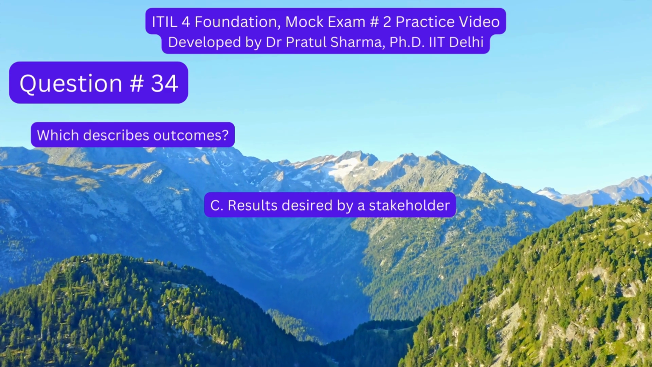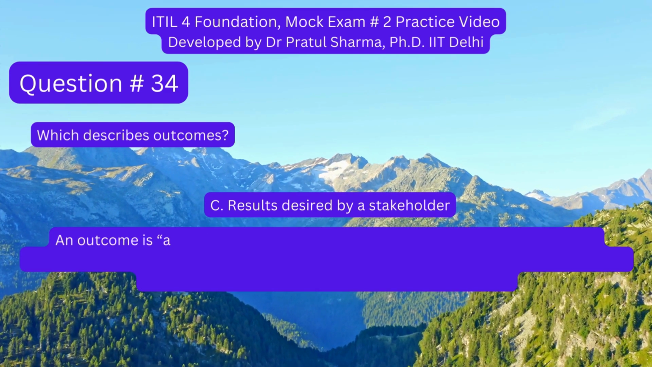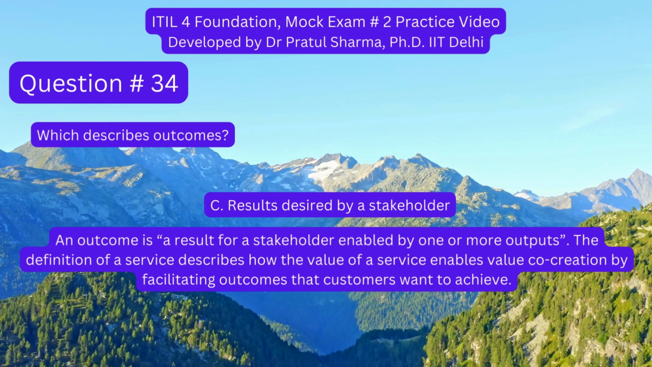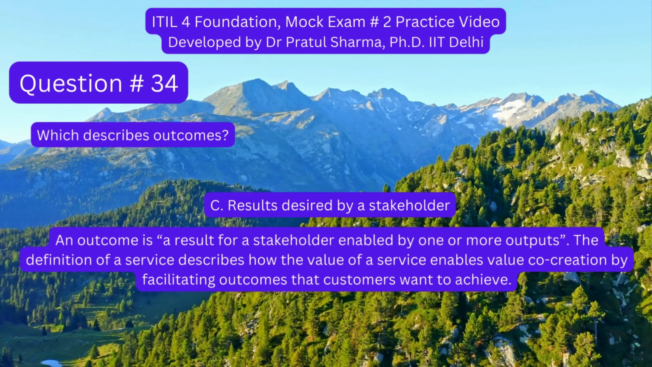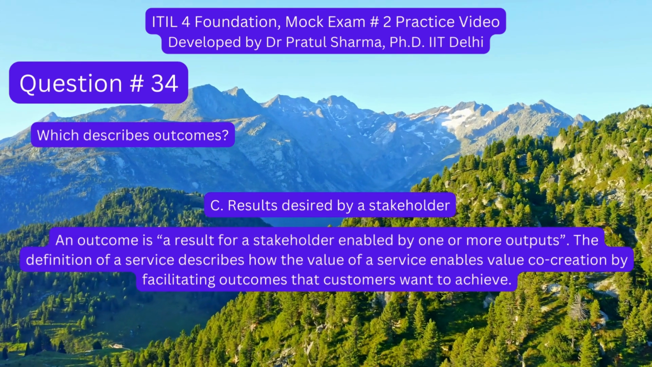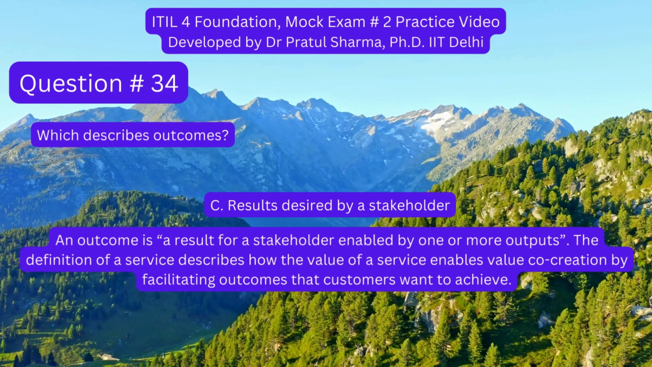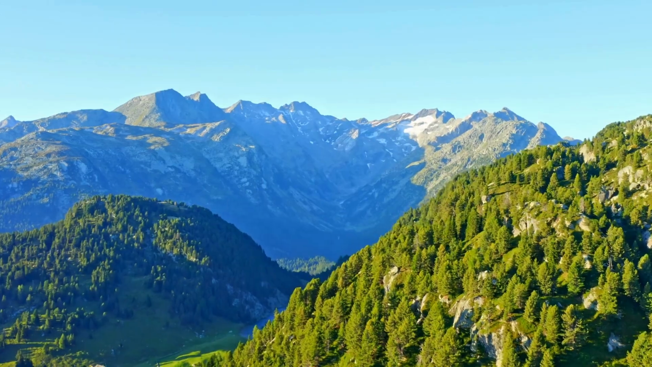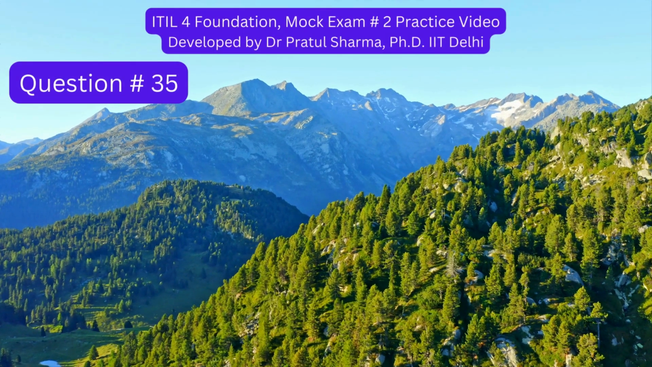C. Results desired by a stakeholder. An outcome is a result for a stakeholder enabled by one or more outputs. The definition of a service describes how the value of a service enables value co-creation by facilitating outcomes that customers want to achieve. Question number 35.